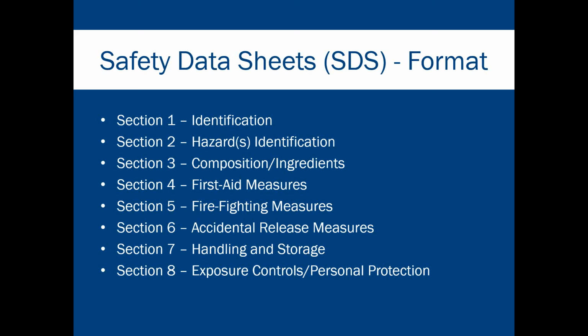Section 7, handling and storage. This is basically the handling practices, the conditions for the safe storage of the chemical, and possibly some precautions on chemical incompatibility. Section 8, exposure controls and personal protection. These are going to be the measures to prevent an illness or prevent injury from exposure. And this is also where you're going to get the recommendations for the personal protective equipment or the PPE you should use.